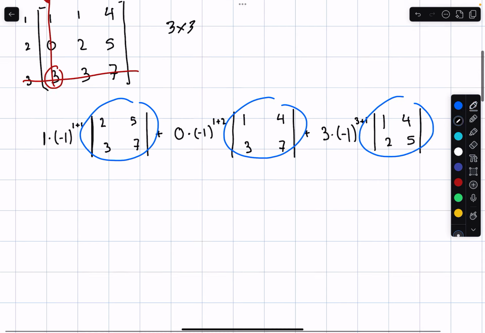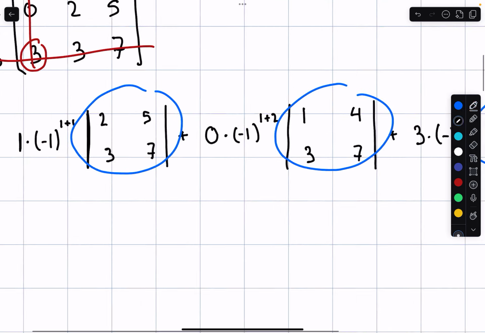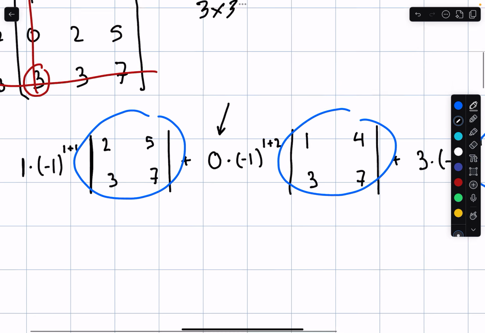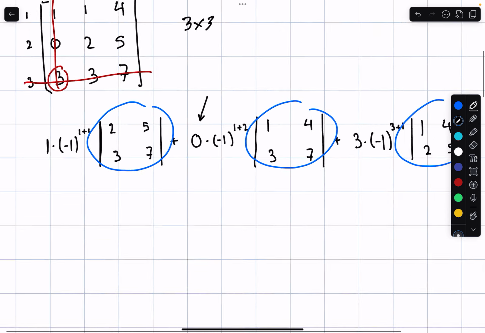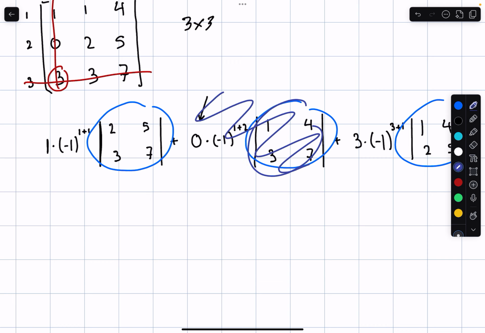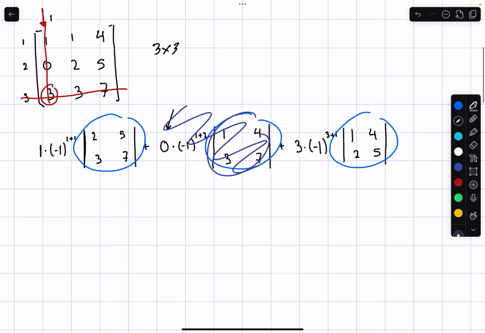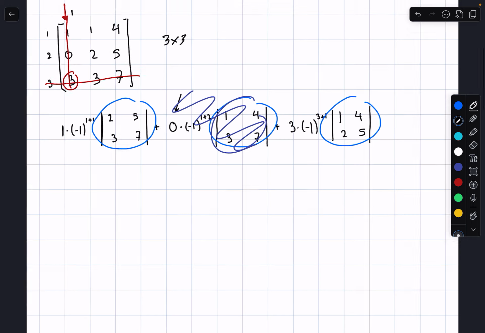The next thing that's important to notice is that because this 0 is here, we don't really care about what the determinant of this is because it's getting multiplied by 0 anyways. So we can ignore it. And so if we're able to pick a row or column that has lots and lots of zeros, we can skip a lot of work because we already know no matter what the determinant is, it's going to be 0. And so we're going to do an example that shows us just how powerful this is.